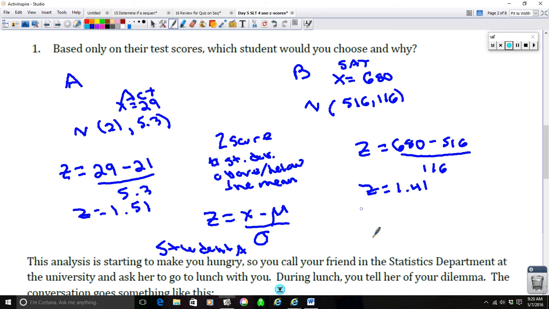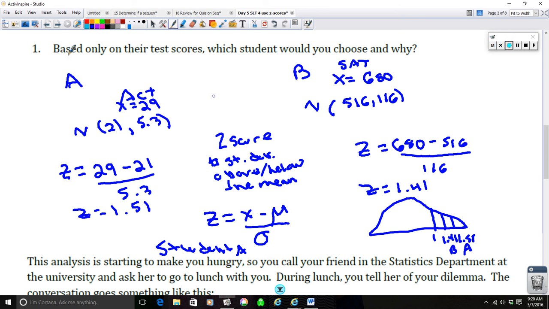So graphically, remember that in your normal curve, it's a horrible looking normal curve, but the inflection point is 1 standard deviation above the mean. So that's 1. So we are at like 1.41 and 1.51. So 1.51, which was student A, scored better than student B. You can see it graphically.